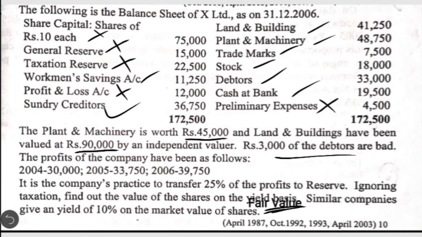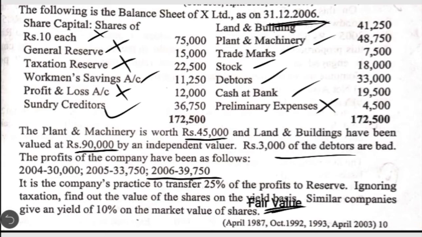Then the second step is to calculate the market value of the share. Again there we have to follow 3 steps. First we are going to calculate what is the surplus available for dividend for equity shareholders. Here they have given the profits for 3 years, 2004, 2005, 2006, and the current year is 2006, 31st/12/2006, and the current year's profit is 39,750.